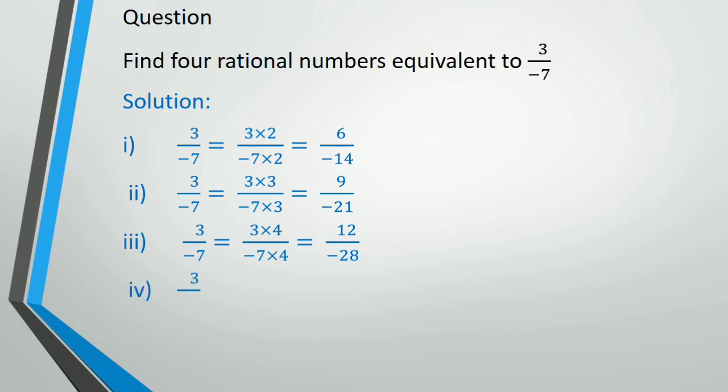For the fourth equivalent rational number, we can multiply both numerator and denominator by minus 1. So we get 3 into minus 1 by minus 7 into minus 1. That's equal to minus 3 by 7. So these are the four equivalent rational numbers: 6 by minus 14, 9 by minus 21, 12 by minus 28 and minus 3 by 7.